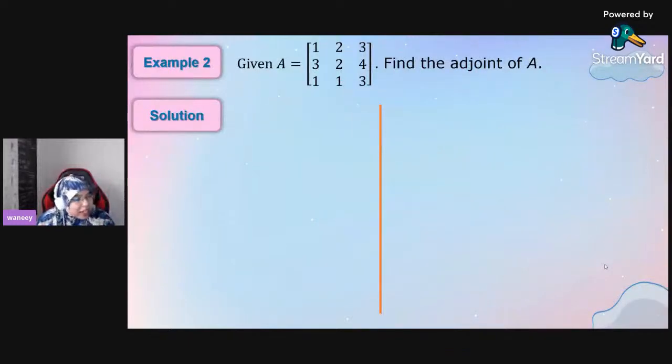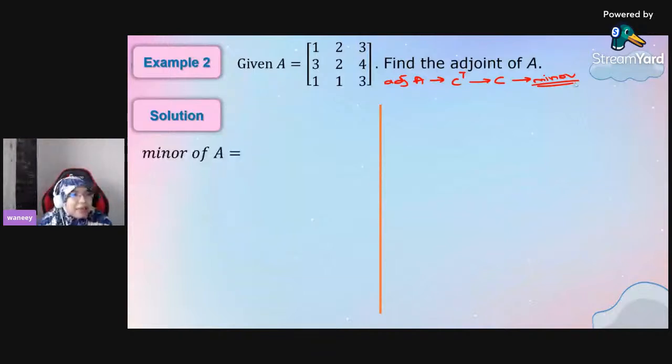Okay, so given that A is 1, 2, 3, 3, 2, 4, 1, 1, 3, find the adjoint of A. So we have to find the adjoint of A. Like I told you before, adjoint of A means we have to find the cofactor transpose. To find the cofactor transpose, we will need the cofactor. To get the cofactor, we have to start from the minor. So let us calculate the minor of A.